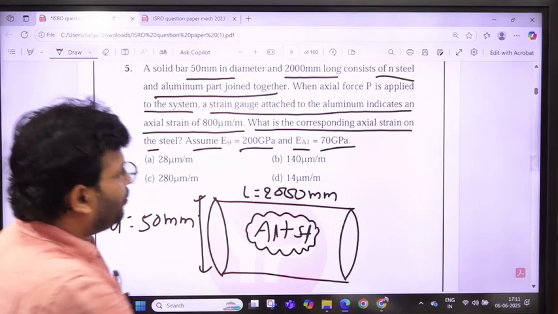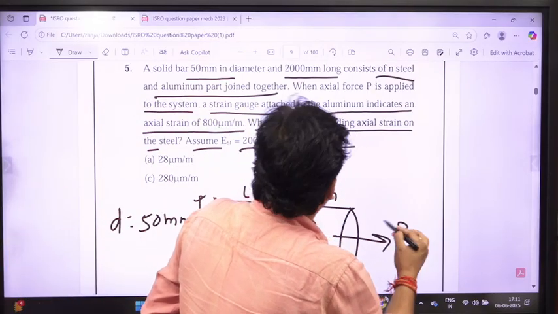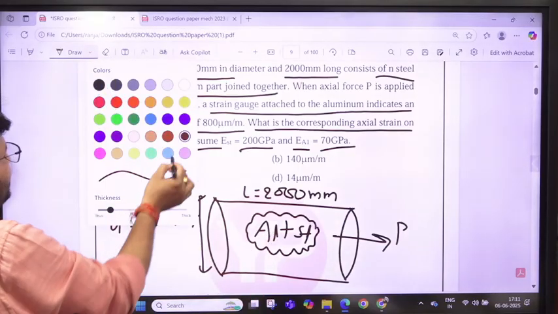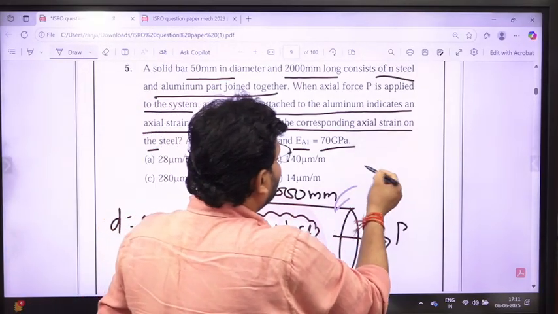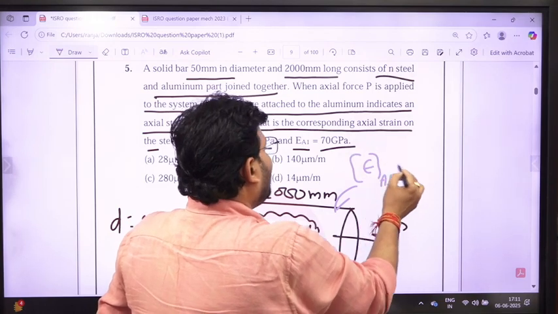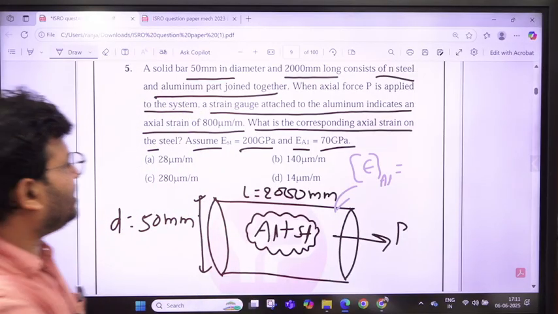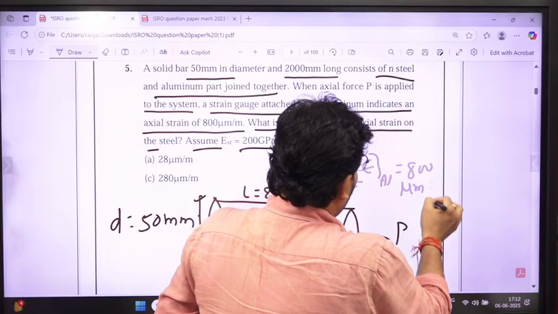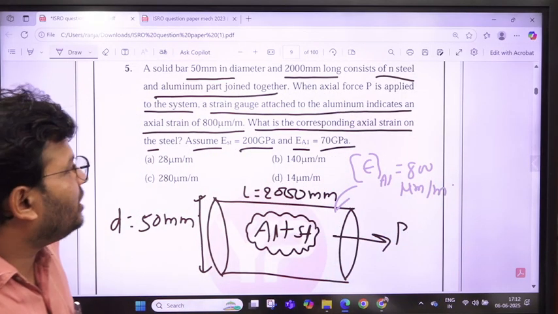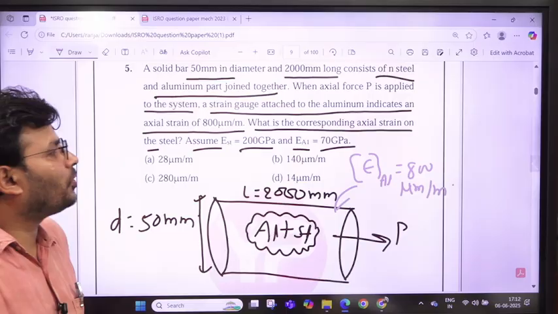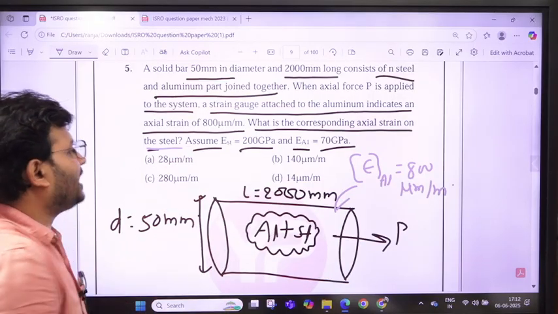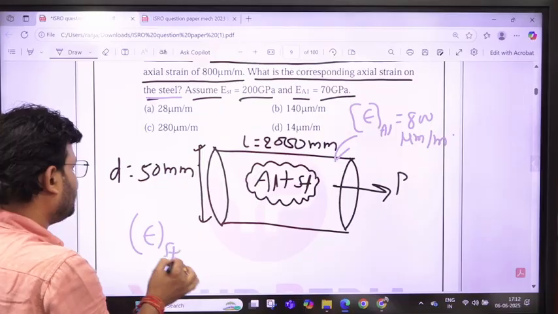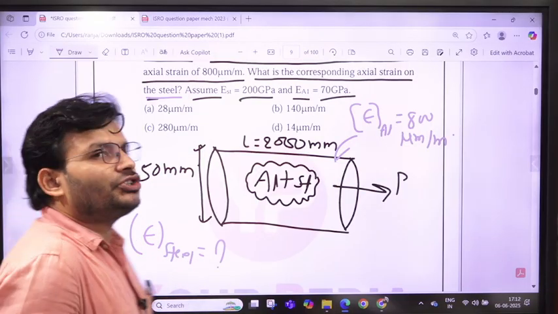One force here, axial force P, is applied. When an axial force P is applied to the system, there is one strain gauge fitted. A strain gauge on the aluminum is fitted, and it reads an axial strain of 800 micrometer per meter. So what is the corresponding axial strain in the steel? You have to calculate it. In this question I have to calculate the strain developed in the steel. Fine, that is the question.